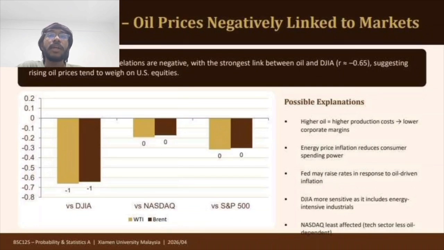All three US indices are highly correlated, from 0.74 to 0.97. Nasdaq and S&P 500 move almost identically at R equal to 0.9661. DJIA and S&P 500 at R equal to 0.9658. The weakest is DJIA and Nasdaq at R equal to 0.7383, reflecting different sector compositions.